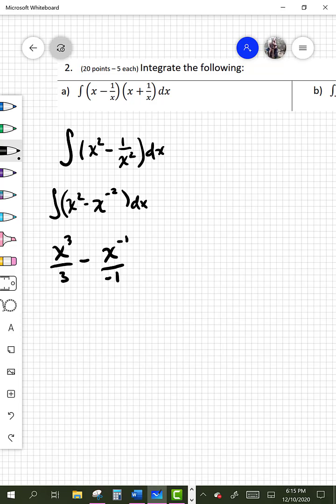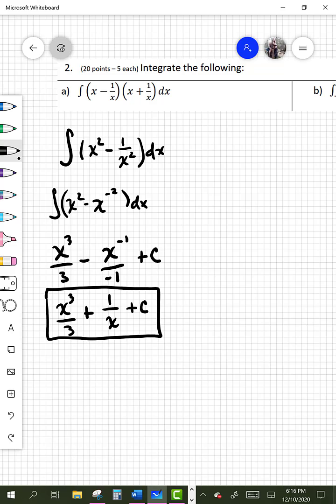This is an indefinite integral, so we need to put the plus c here. This negative of negative, because of the 2 negatives, gives us x cubed over 3 plus, and I can rewrite this with a positive exponent as 1 over x, plus c. I'm okay with you leaving it like that, or you could have gotten a common denominator. So that one was worth 5 points.